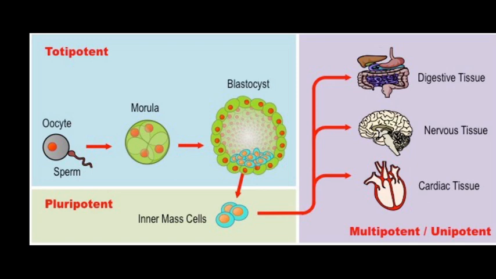Totipotent stem cell. These cells can differentiate into all the possible types of cells. Example, fetus. Pluripotent stem cell. These are the cells from an early embryo and can differentiate into any cell types of the body. Multipotent stem cell. These cells are differentiated into closely related cell types.